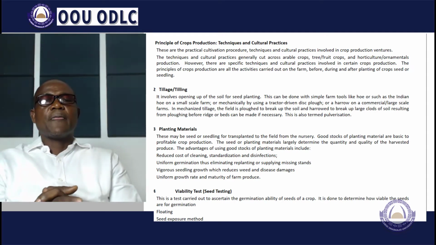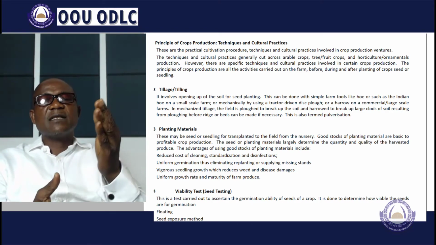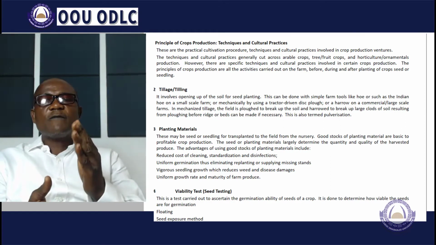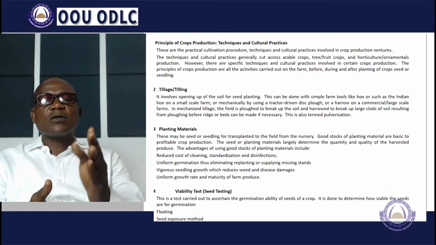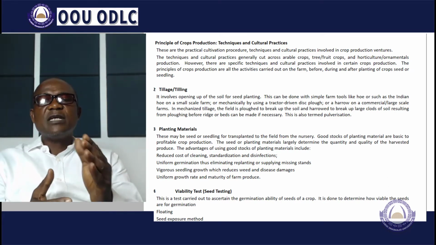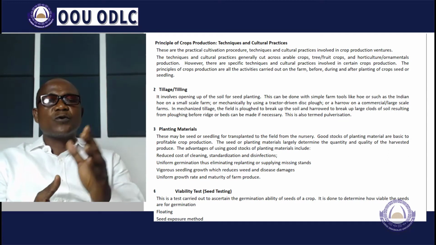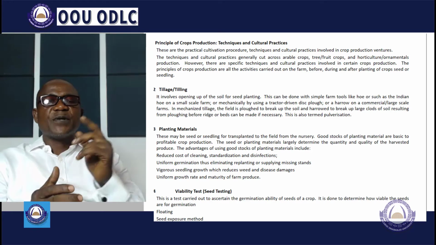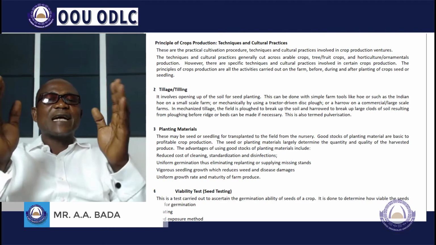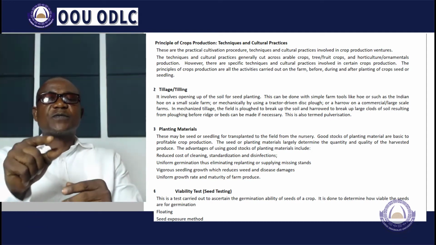Principles of crop production, techniques and cultural practices. These are the practical cultivation procedures, techniques and cultural practices involved in crop production ventures. The techniques and cultural practices generally cut across arable crops, tree or fruit crops, and horticulture or ornamental production. However, there are specific techniques and cultural practices involved in certain crop production. The principles of crop production, therefore, are all the activities carried out on the farm before, during, and after planting of crops or seed or seedling.